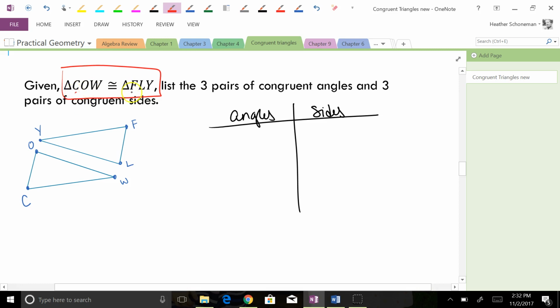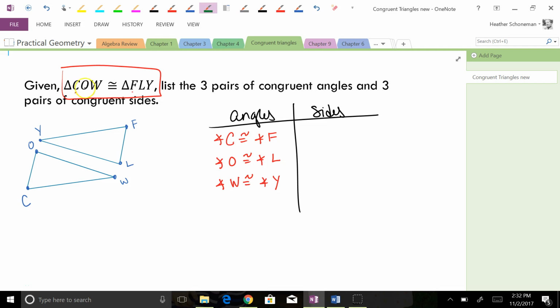Well, C is listed first, so C has to match with F. So I'm going to say angle C is congruent to angle F. O is second, so O has to match with L. So I'm going to say O is congruent to L. And lastly, we can see that W would have to be congruent to Y. We're using this congruent statement to help us find the matching parts.